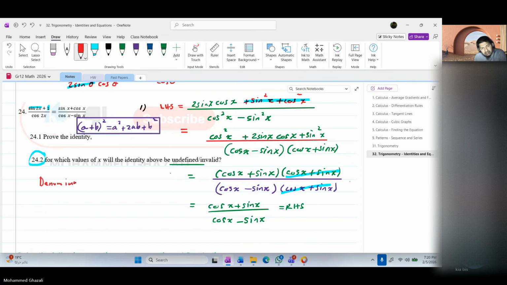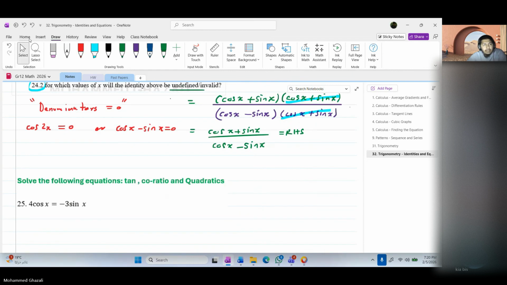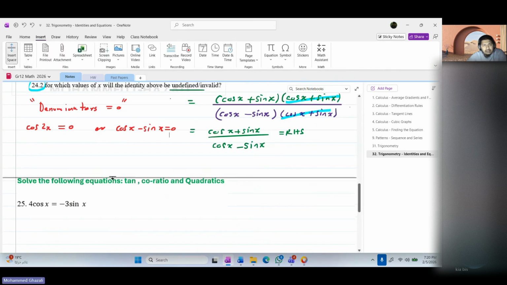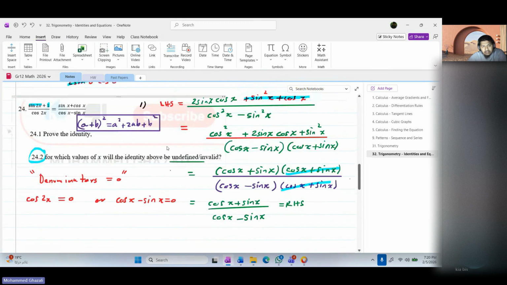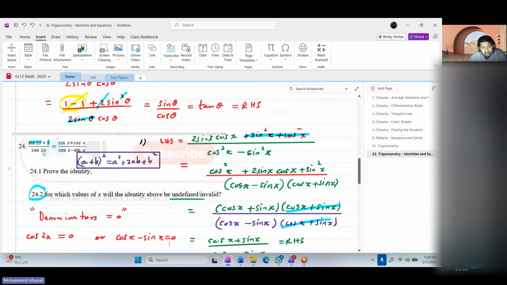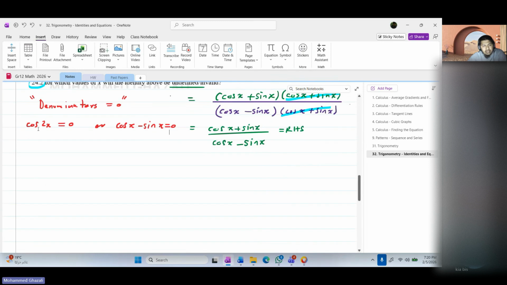Denominators must be equal to 0, okay? So what are the denominators? We got cos 2x, which is equal to 0, or cos x minus sine x is also equal to 0. Now you have to find general solutions for both. And both of them are like grade 11 trigonometry. This is all grade 11. This wasn't grade 11 because we had to expand cos 2x. Anyways, let's solve this. These are grade 11 equations to solve.